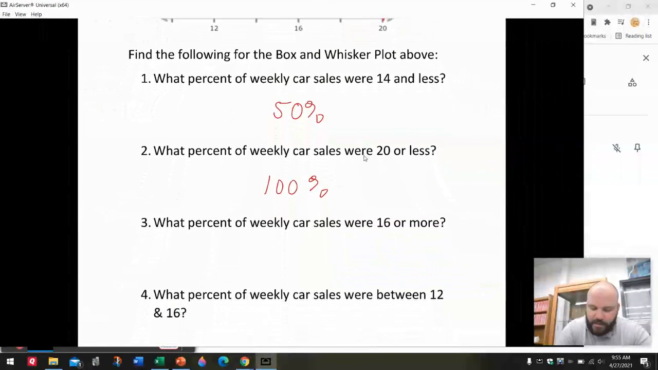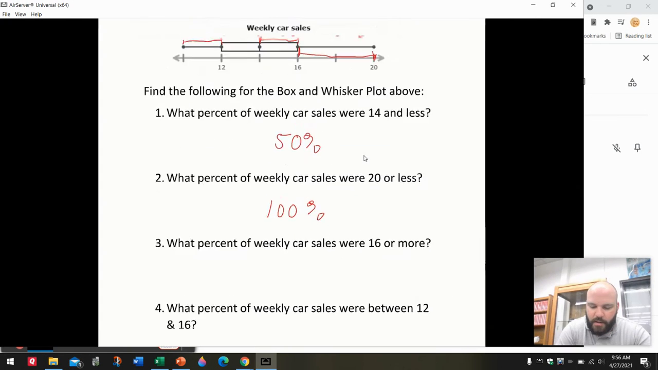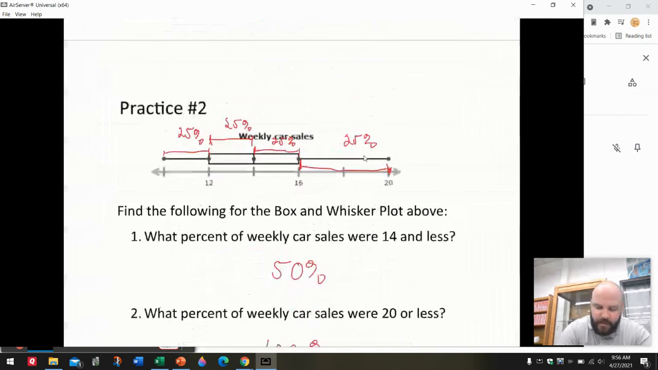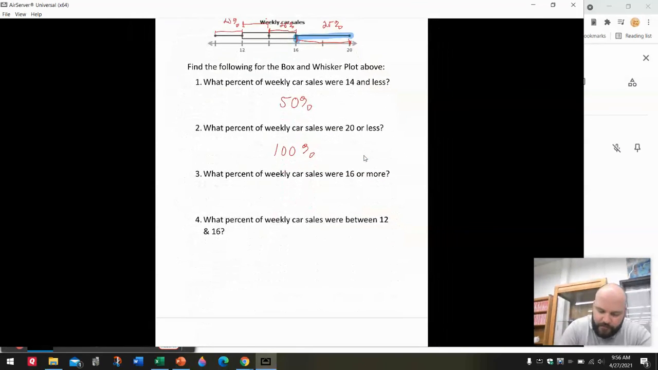Now it says what percent of weekly car sales were 16 or more? So we need to figure out where 16 is. And you can see that 16 starts right here and they want more. So how much of our data is highlighted? In this case, 25% of our data was highlighted.